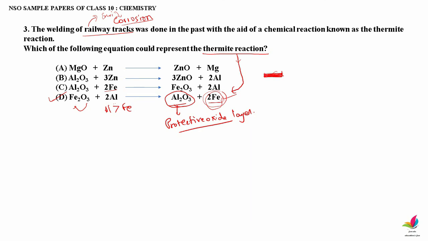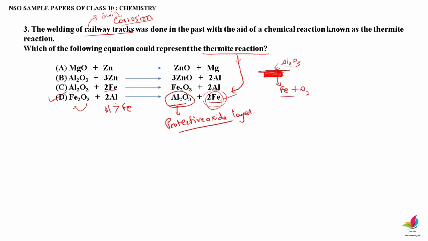Along with the iron, aluminium oxide is formed. It is a protective oxide layer, as I said. So it will come to the top and form a thick protective layer. Due to this, iron will be protected beneath the layer. So above you will have aluminium oxide, and below you will have iron. This aluminium oxide will prevent the iron from coming in contact with oxygen.